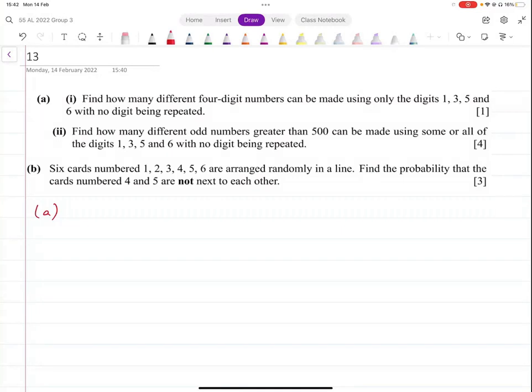Okay, Caleb was also asking about question number 13. Yes, that should be okay. Good. Channing, let's look at this.